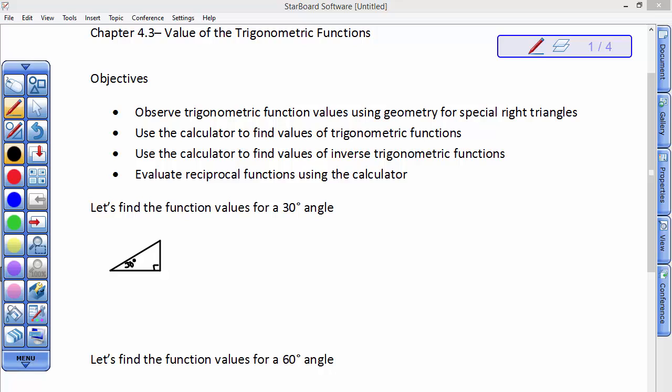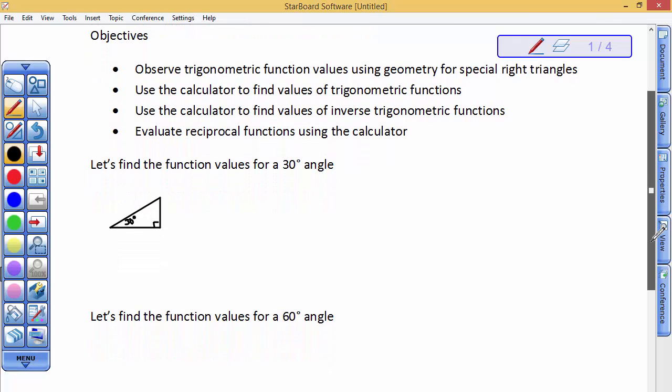Okay, I'd like to study the values of the trigonometric functions. Remember, the trigs are functions because their values are dependent on the size of the angle. We're going to be talking about a 30-degree angle here in a minute for special right triangles. So we're going to look at 30-degree angles, 60-degree angles, and 45-degree angles. The same segment, we're going to use the calculator to find values of the trigonometric functions, which we've done already.